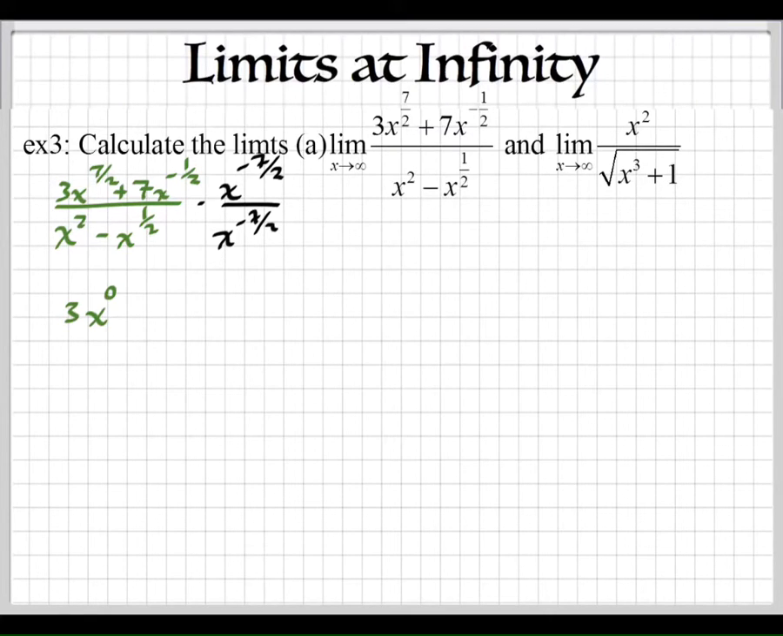So the first one is going to be 3x to the 0 power, right? Because it would be 7 over 2 plus negative 7 over 2. Then I'm going to have plus 7. And that's a negative 1/2. And so we're going to get x to the negative 8 over 2, which simplifies to negative 4.